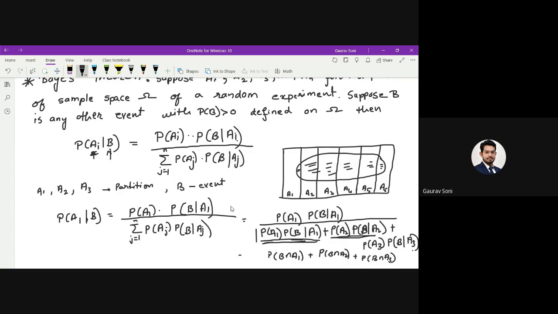So Bayes' theorem, when I want to find the probability of one of the partition when the event B has occurred, in the numerator you take the probability of both the events, I mean the intersection, and in the denominator you take the probabilities of the intersection of the occurred event with each and every partition. That is the denominator. But if you feel this is complicated, you can directly remember the theorem. It will be better.